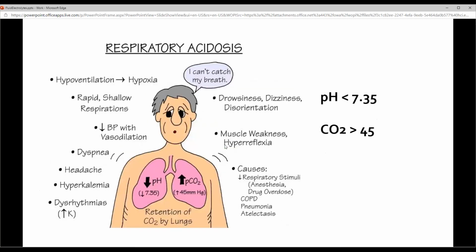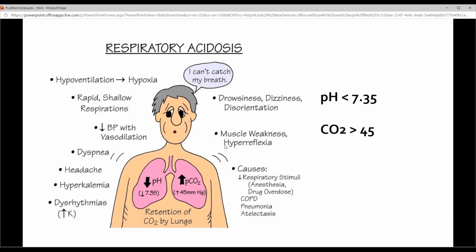Two more slides and then we're done. Respiratory acidosis. Now we're talking about the lungs. Respiratory acidosis is going to be caused by retention of carbon dioxide. So people with COPD, especially, are CO2 retainers, okay? They have a harder time blowing off CO2. They're at high risk for respiratory acidosis.